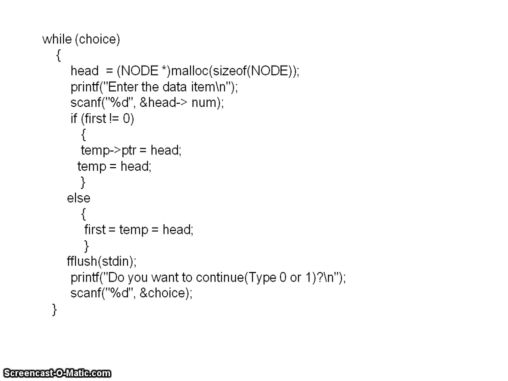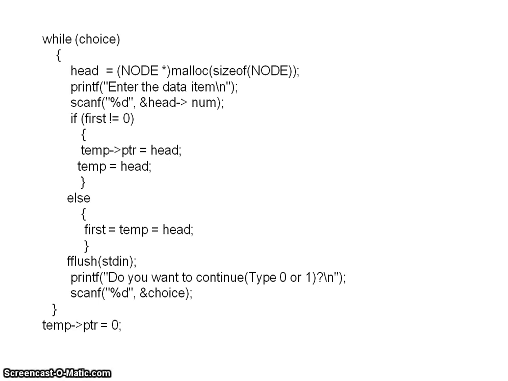So in a singly linked list, we know that the last node's pointer field contains a null value. So we have to explicitly make it null with the instruction temp->ptr = 0. Now it's a proper linked list.